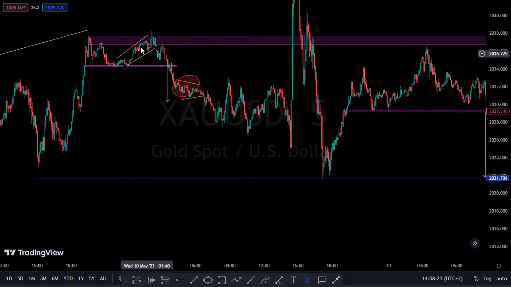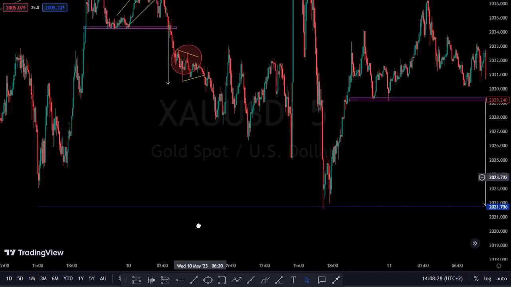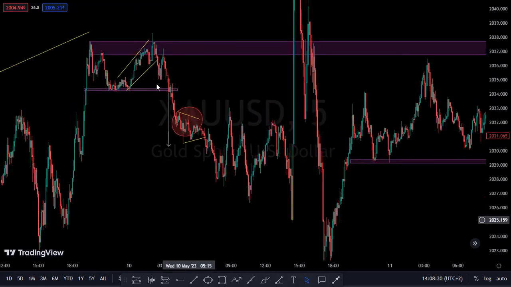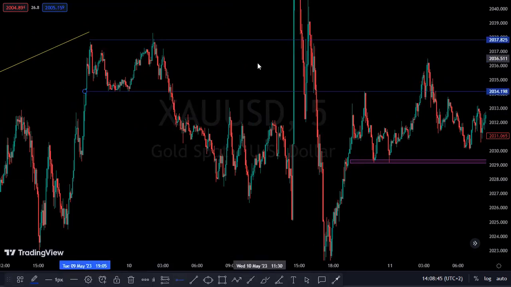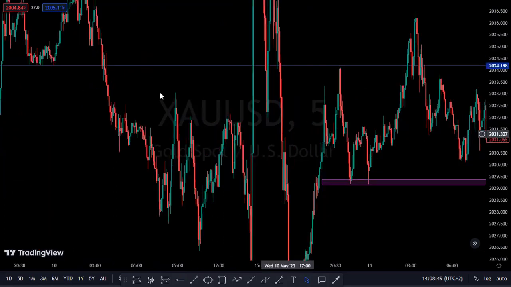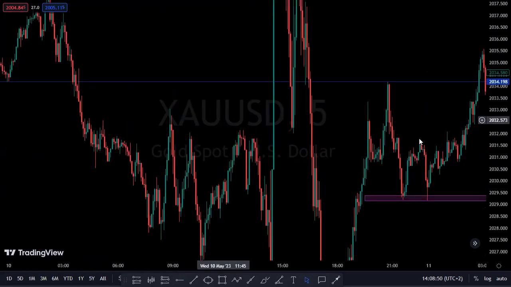But now I would like to use this one because it is where it came from our lows of the structure. I'm going to move everything here so that everything can be clear for us. As you can see, this is our high of the structure, and this is our low of the structure. So now, zooming in, you can see what price did.